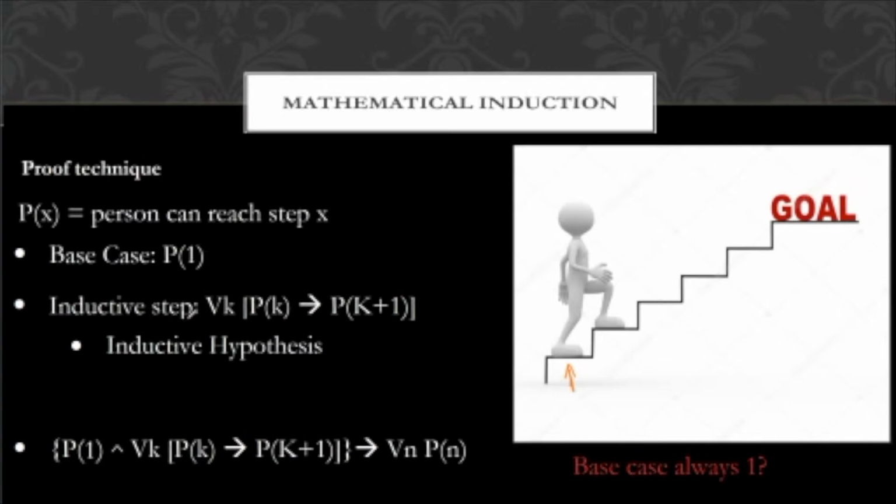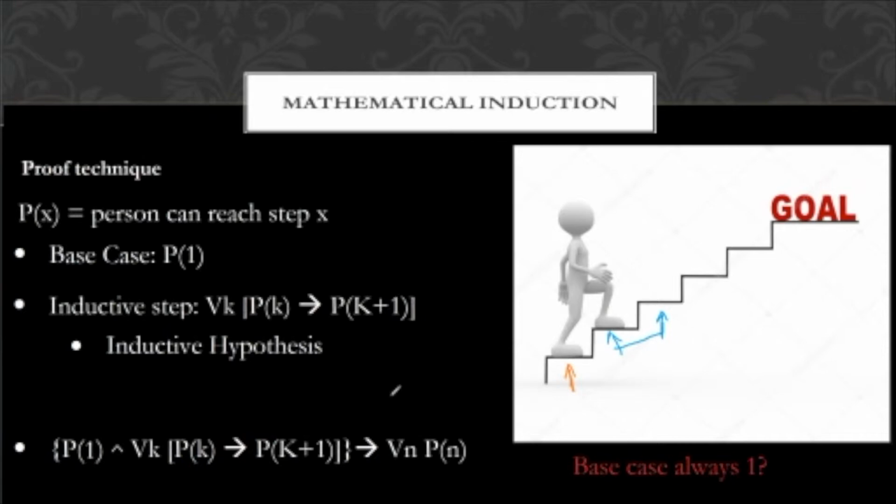Now we look at the inductive step. In the inductive step, what we want to show is that for all k, if P(k) holds, then P(k+1) must hold. So here what we're doing is assuming that this person can reach step k, right? So we are assuming that P(k) holds. And then based on that assumption that P(k) holds for some arbitrary value k, we want to show that P(k+1) must hold, meaning we are assuming that this person can reach this step over here, and based on that assumption, we want to show that this person can reach the next step. And that's it for the inductive step.